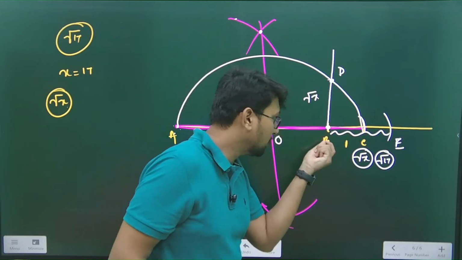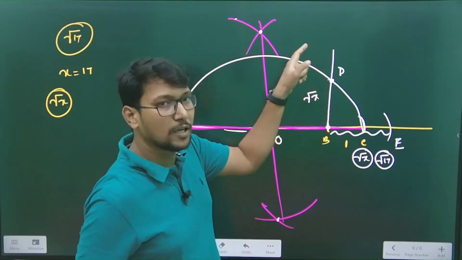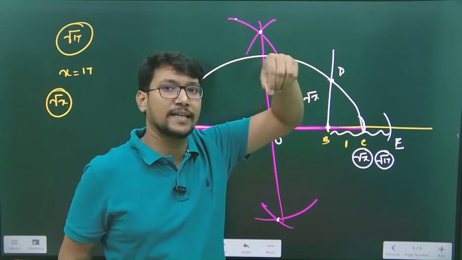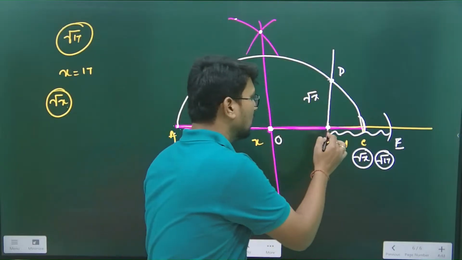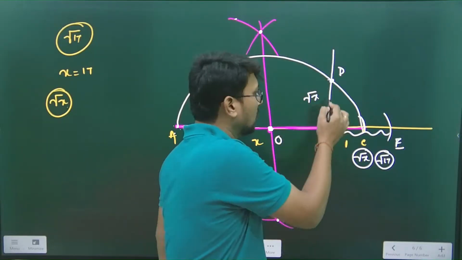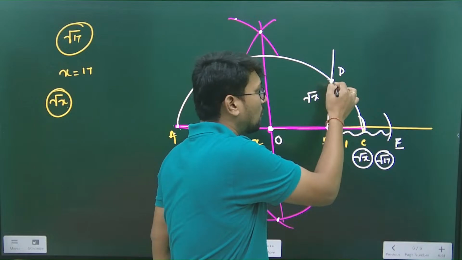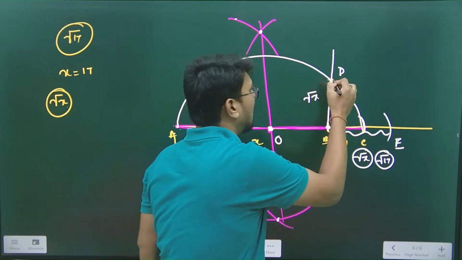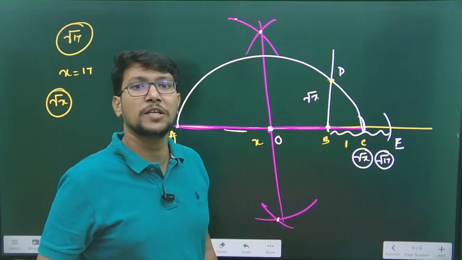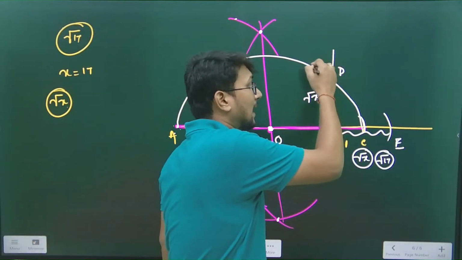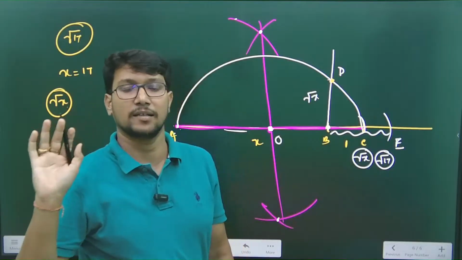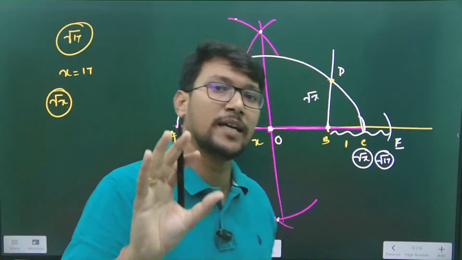Then at point B, you draw a perpendicular. How? You put your protractor and see wherever 90 degrees, mark that. Then you join those 2 points. Mark this point as D, which is where the perpendicular line intersects the semicircle. Is that clear? That is point D.